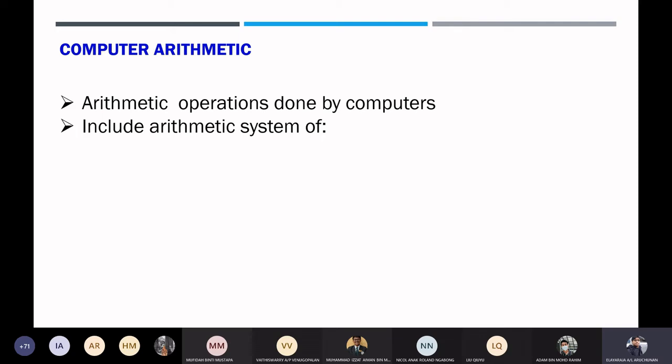Computer arithmetic is the arithmetic operation done by computers, not by a human. For example, in the form of integer, fixed point, and floating point. I think you're familiar with floating point. Have you heard of floating point before, guys?